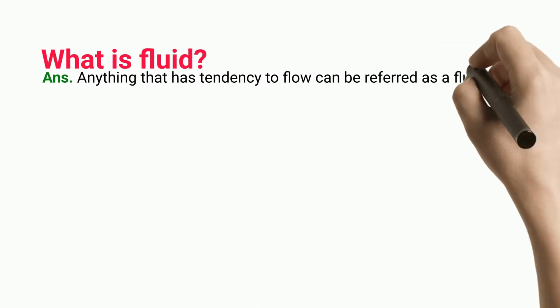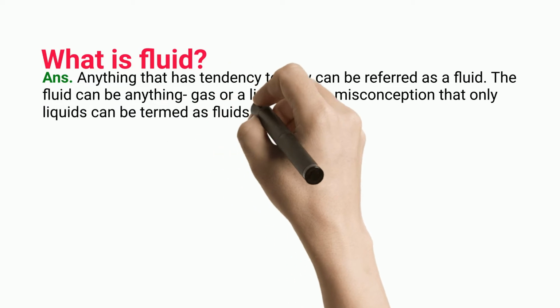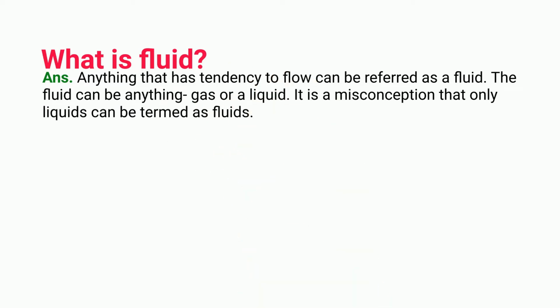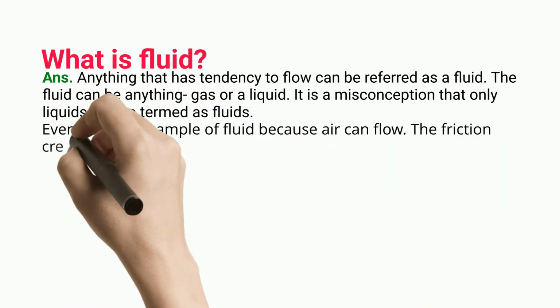What is fluid? Anything that has a tendency to flow can be referred to as a fluid. The fluid can be anything, a gas or a liquid. It is a misconception that only liquids can be termed as fluids. Even air is an example of a fluid because air can flow.